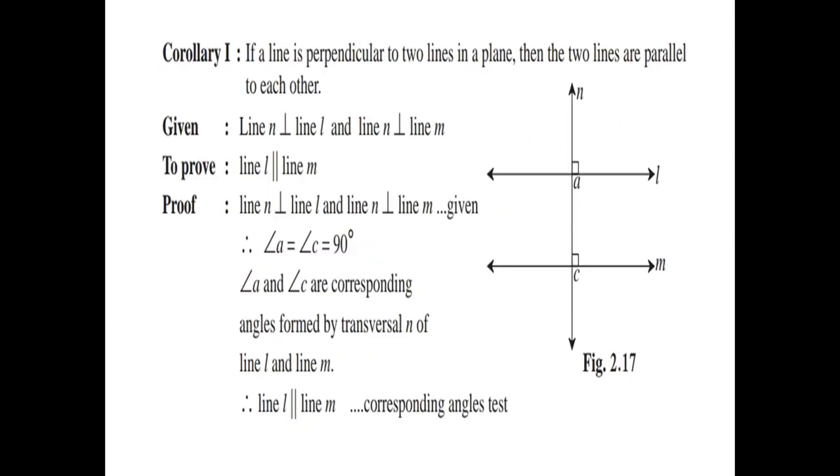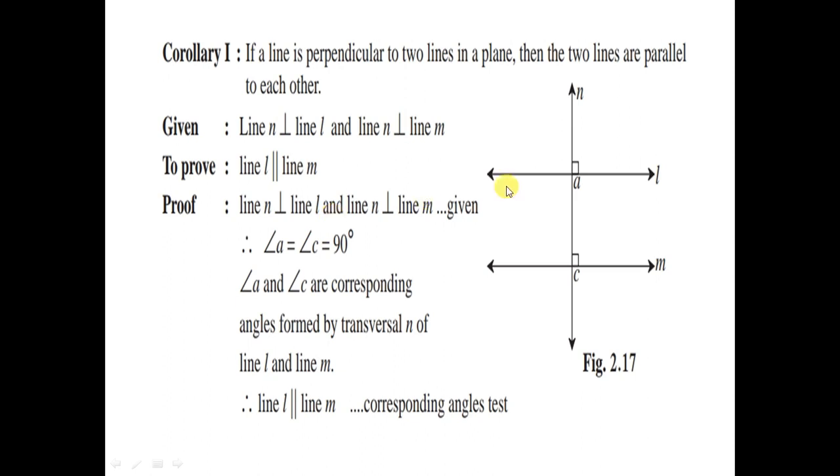This is a corollary, just a simple corollary. A corollary is something we just write, it's not a theorem, it's just a small statement that we prove. If a line is perpendicular to two lines in a plane, then the two lines are parallel to each other. So if the same line is perpendicular to two lines, then the two lines are parallel. Line N is perpendicular to line L and line N is perpendicular to line M. I have to prove that line L is parallel to line M.